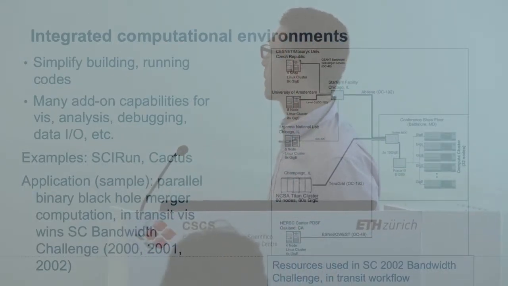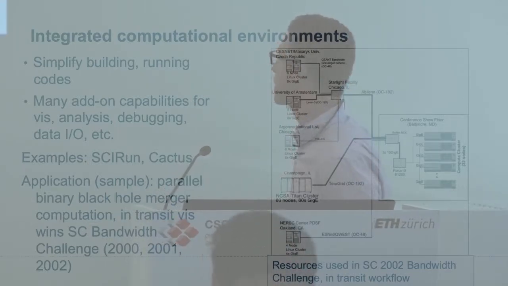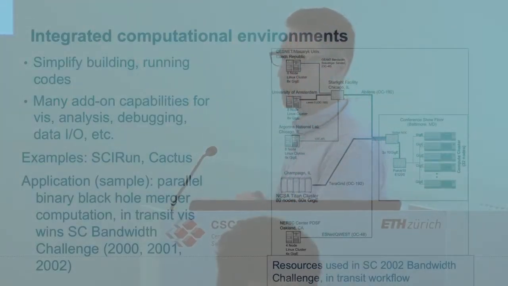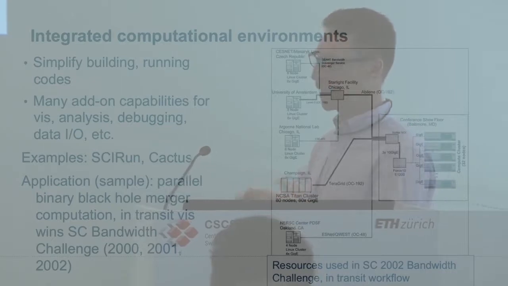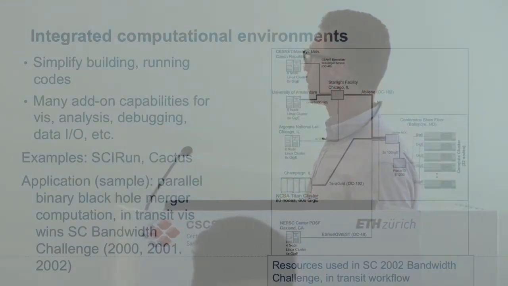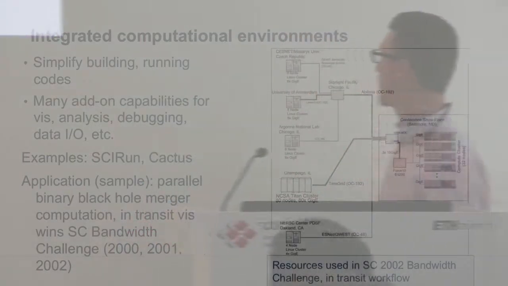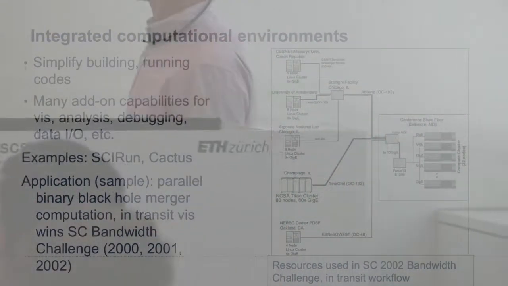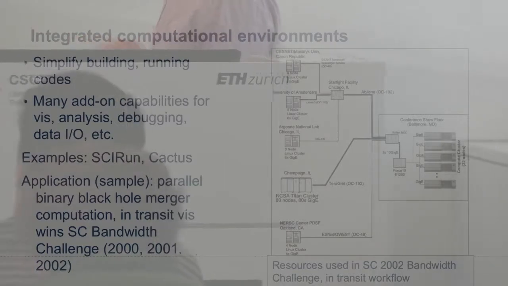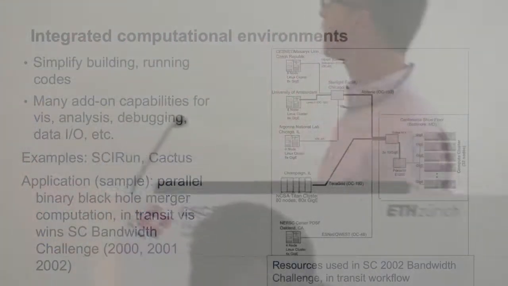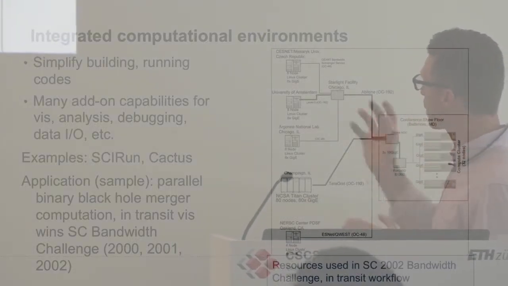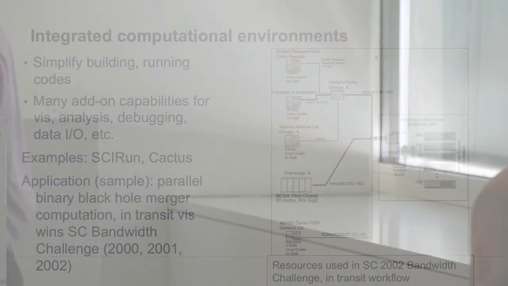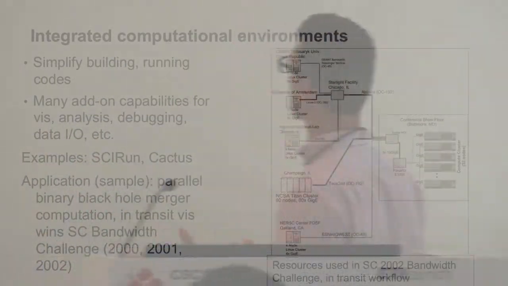So, the integrated computational environment. This picture is all about in transit. In transit is where the simulation is running on one set of compute resources, and your visualization is running on another set of compute resources. And the data gets moved across the wire. So this has been done. This picture comes from a supercomputing bandwidth challenge, and they used the simulation integrated computational environment where the simulation ran on a supercomputing cluster, and the data was shipped over in transit to the supercomputing conference floor, and they did the visualization analysis over there.